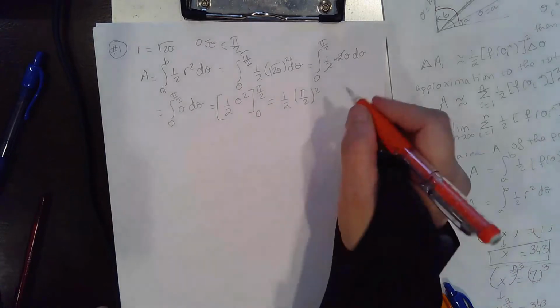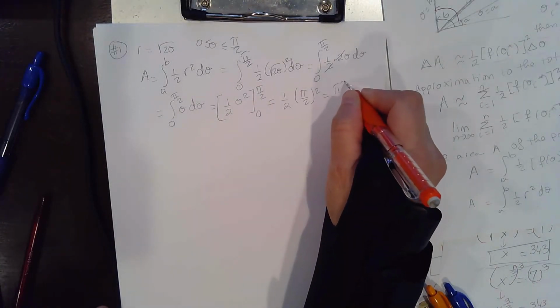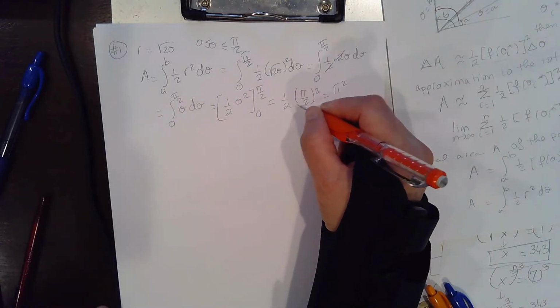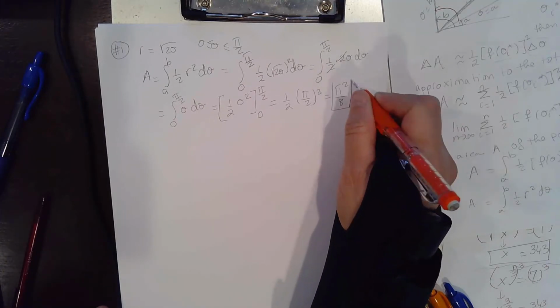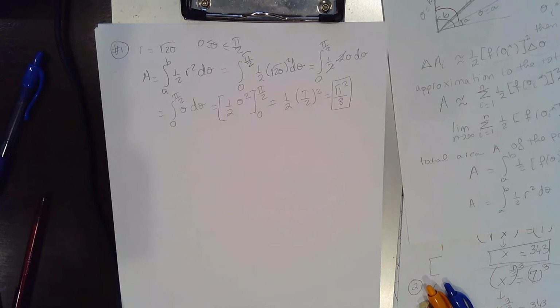What does that give us? Theta squared. 2 squared is 4. 4 times 2 is 8. So pi squared over 8. If at any point I'm moving fast, please stop the video and you can go over it. So this is number 1.